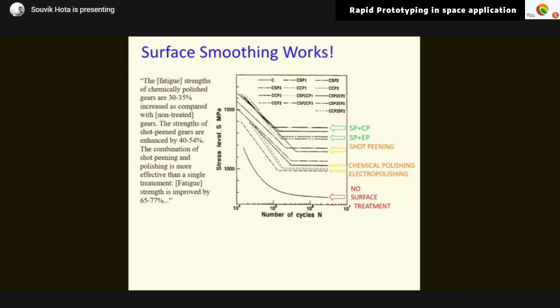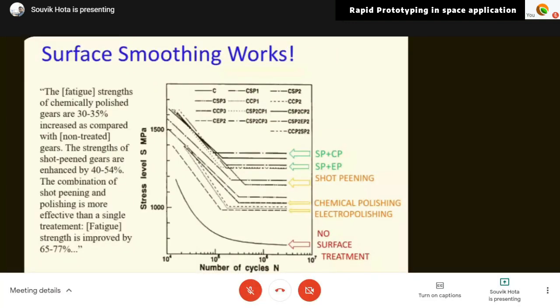As much as we apply chemical polishing, the fatigue life increases and the endurance limit increases. And then when we combine shot peening and electro polishing, or shot peening and chemical polishing, that is SP and CP, we get a much higher endurance limit for that part. That means it will increase the fatigue life of that part.